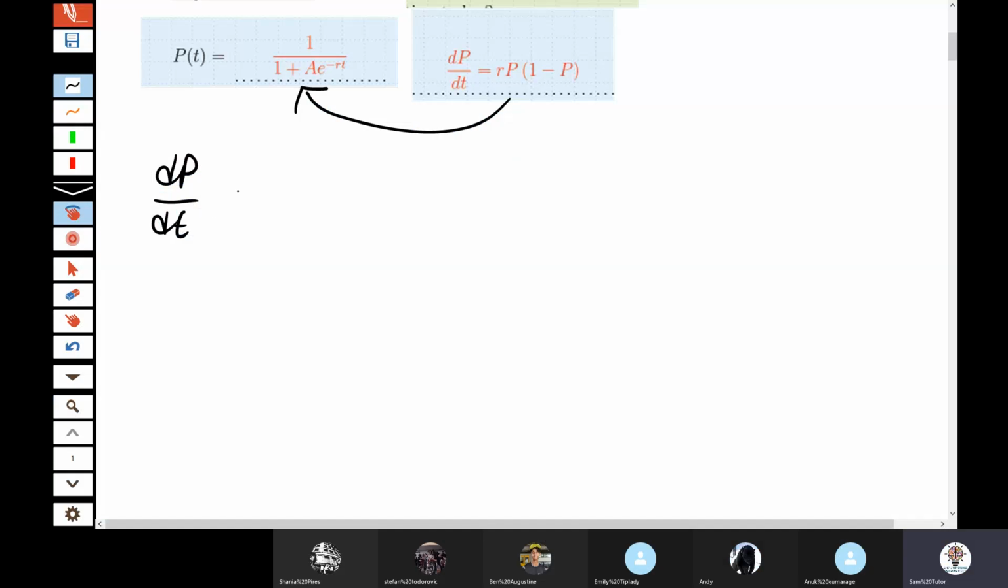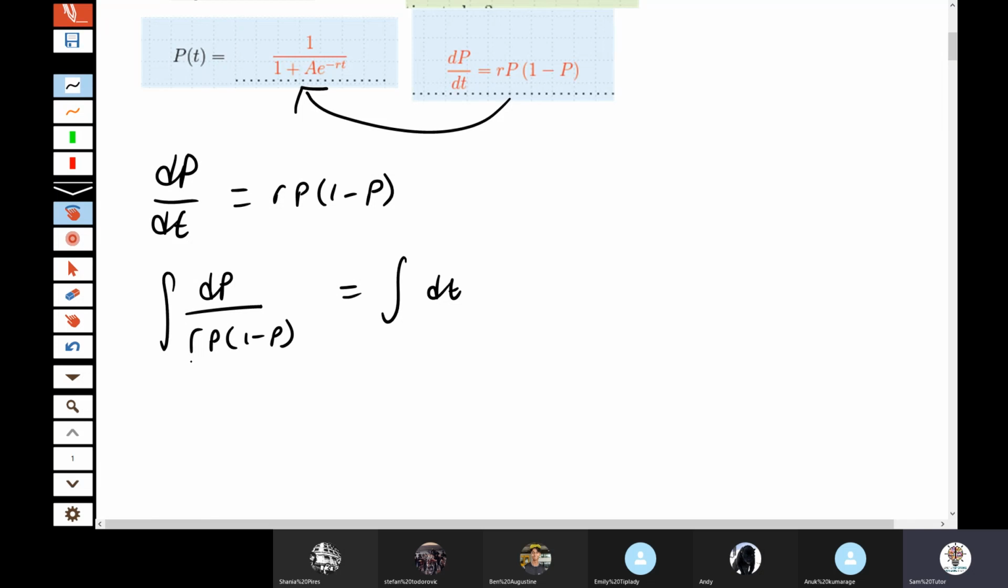dp on dt equals rp1 minus p. Same rules as before apply. You're going to bring your p's to one side and your t's to the other side. So dp on rp1 minus p equals dt, and as always, you're going to integrate that.